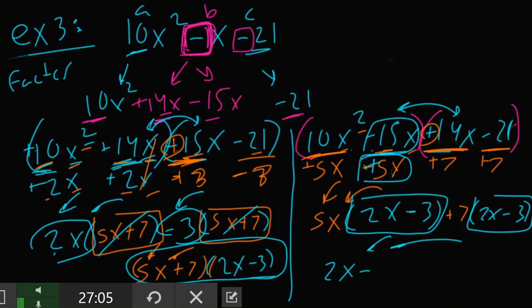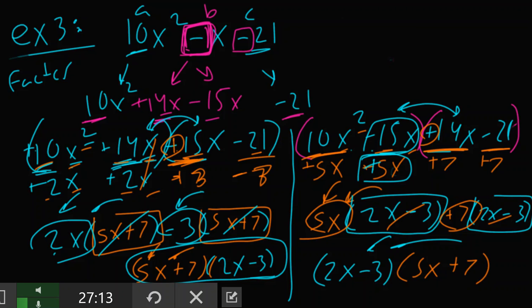And guys, check it out. I get 2x minus 3, and my leftovers are 5x plus 7 when I cross those out. Wait a second, check it out. It's literally the exact same thing, just the factors are flip-flopped. So if you have factors that are interchangeable, you'll get to the same answer.